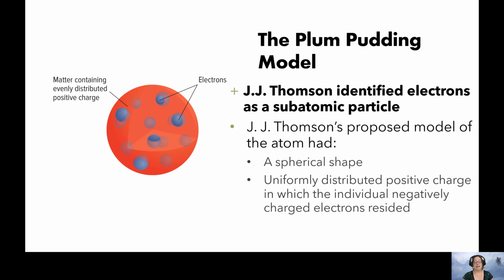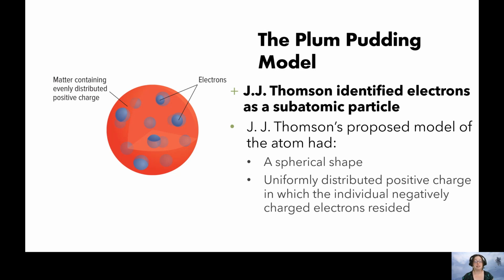So J.J. Thomson identified electrons as a subatomic particle using those cathode ray experiments after Sir William Crookes originally found them. So he didn't use the mass to charge ratio to figure it out. J.J. Thomson did. So he helped us define the first subatomic particle. He also created our first model of the atom that wasn't just this whole ball of solid mass.